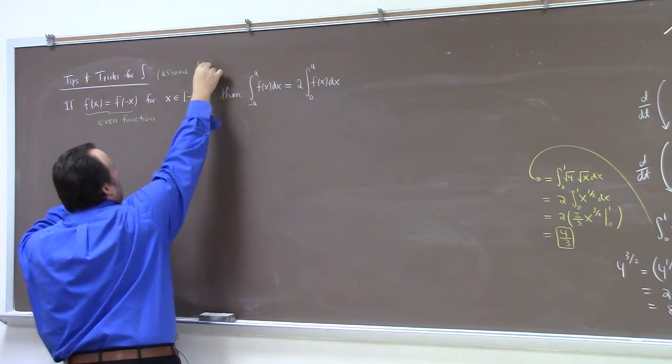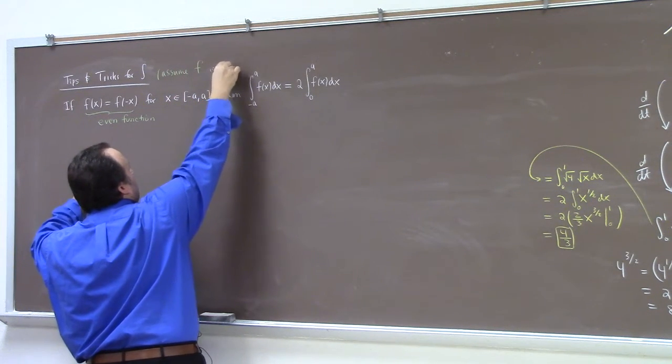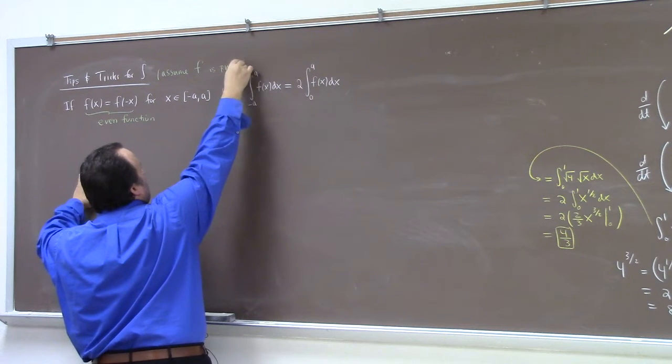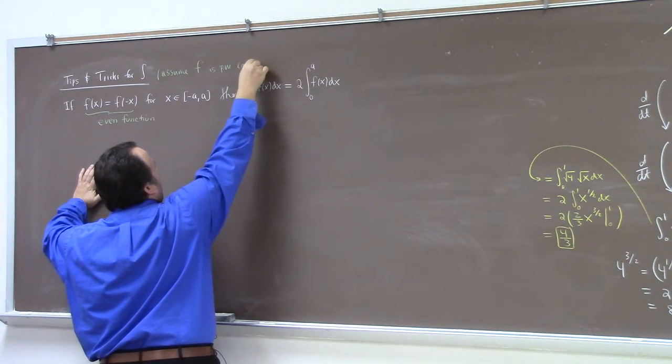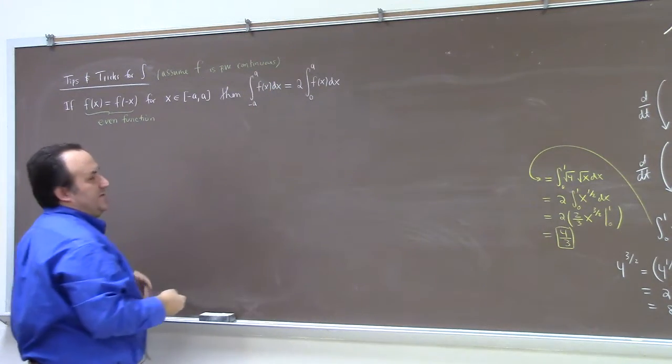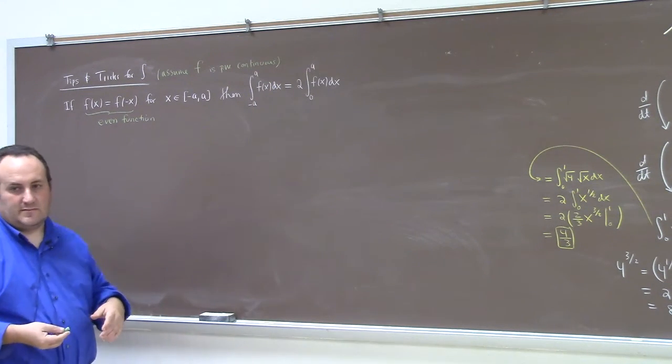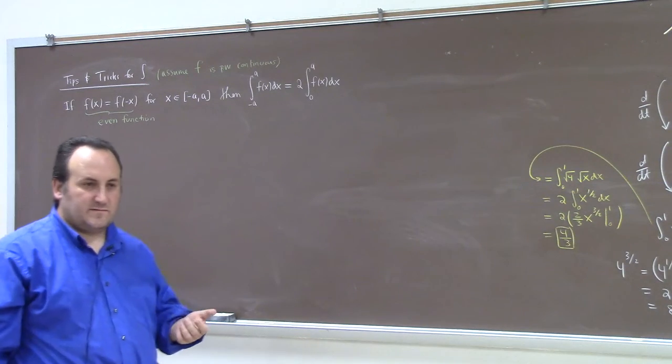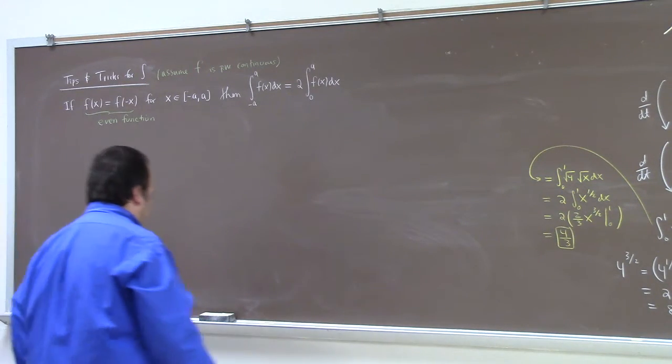But just to be extra clear, I should really assume f is piecewise continuous. So it can have points of discontinuity, but they better just be jump discontinuities. All right. And not infinitely many of those, to avoid pathological cases.